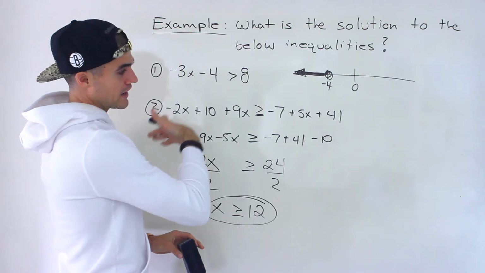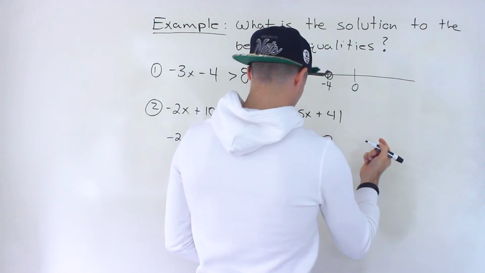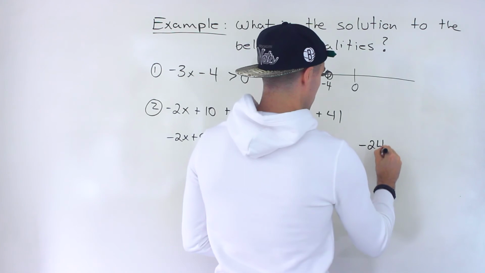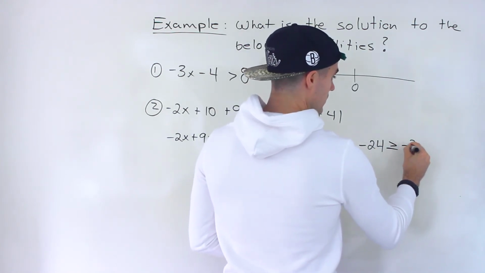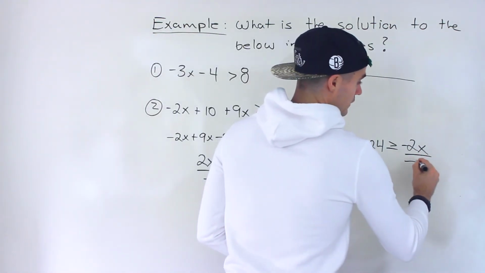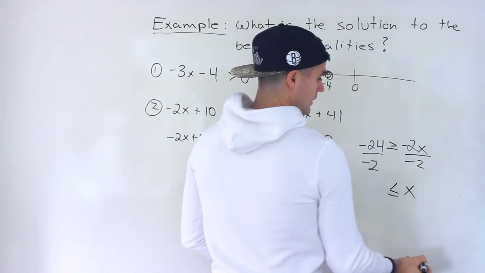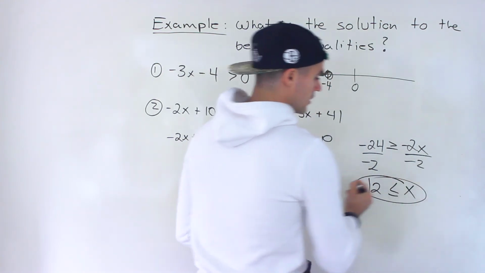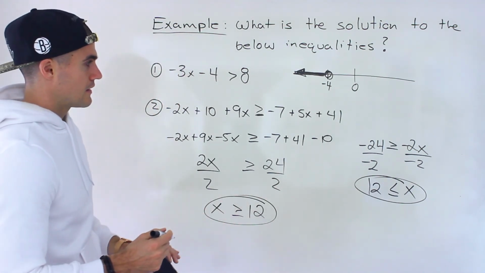Now, if you brought all the x values to the right side, all the numbers to the left side, what you would end up having is pretty much the opposite of this. So you'd end up with negative 24 is greater than or equal to negative 2x. Like that. But then when you divide by negative 2 over here, you got to flip this sign. So the sign would end up being like that, and you'd end up with positive 12. So x would be greater than or equal to positive 12, which is exactly what we got here. So whichever way you do it, that's the value.